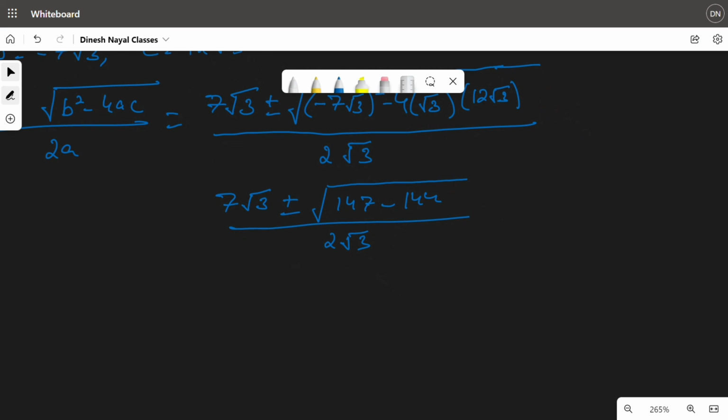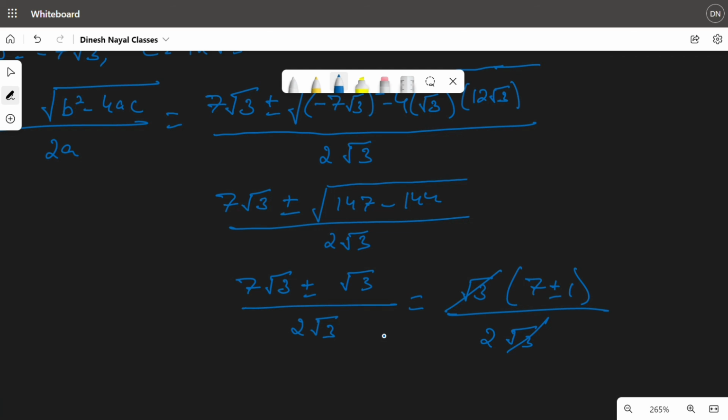So this will be 7 root 3 plus minus root 3, upon 2 root 3. Now what we can do is take root 3 common from the numerator. So this will be 7, and what is left is plus minus 1 upon 2 root 3. Because if we take root 3 common, upon 2 root 3, now you can cancel root 3.